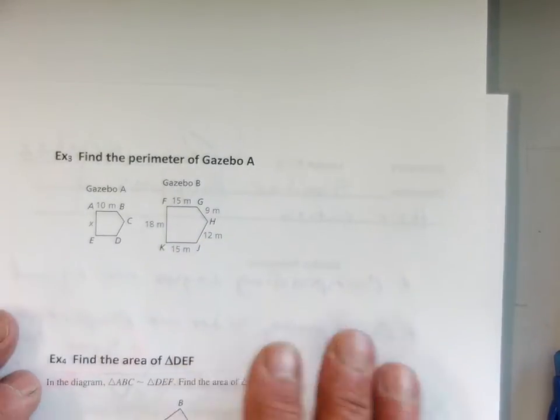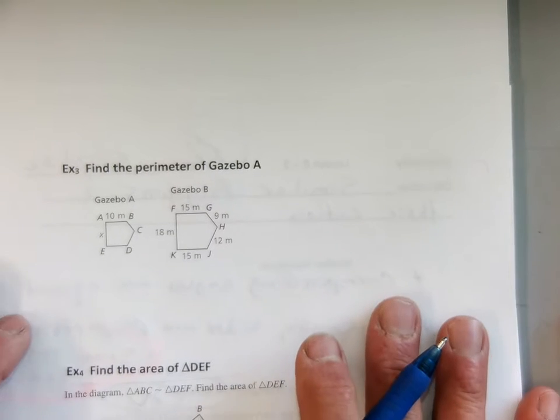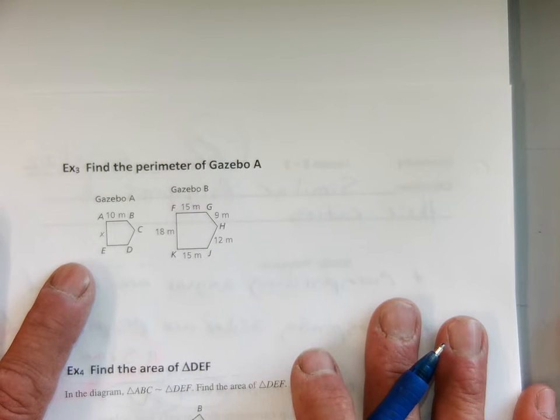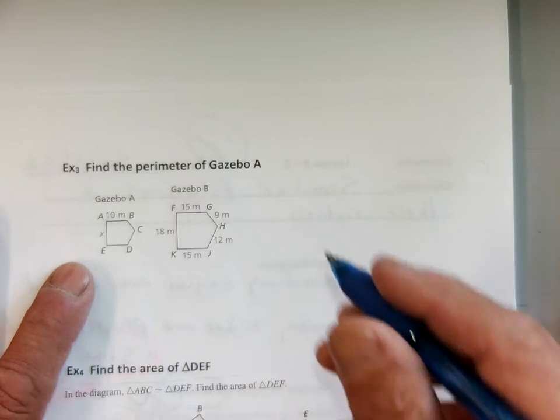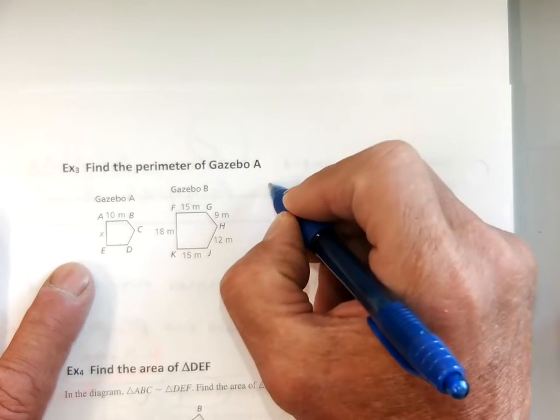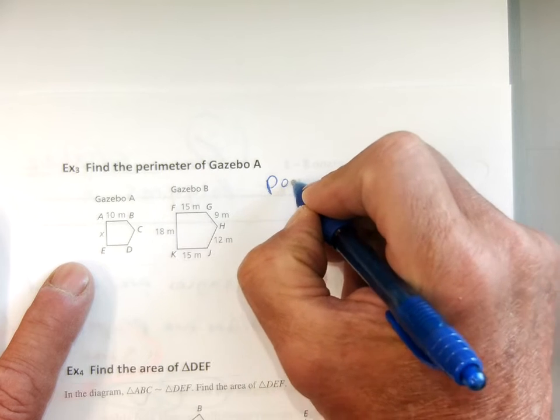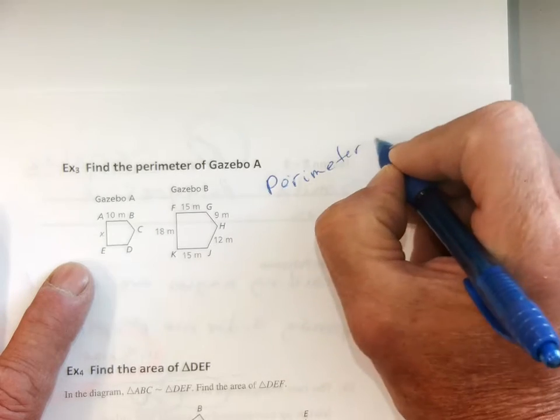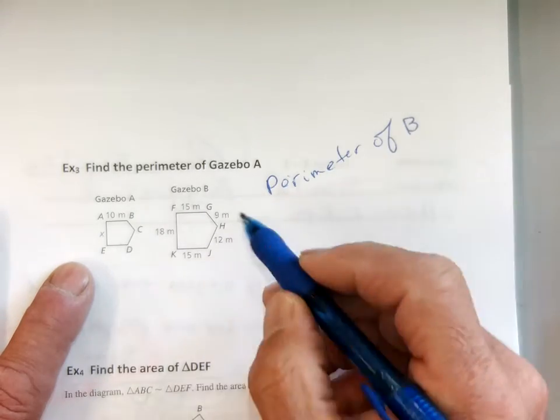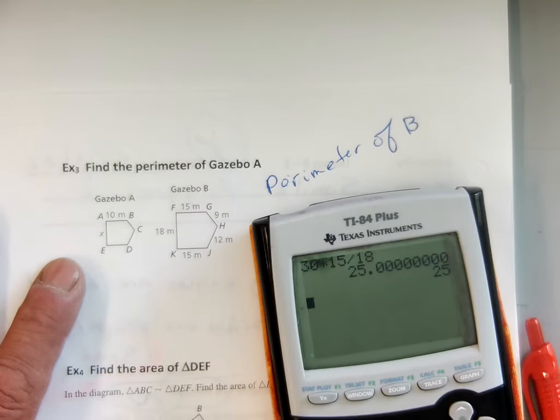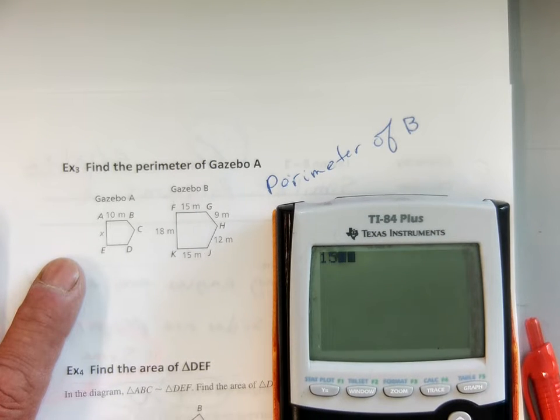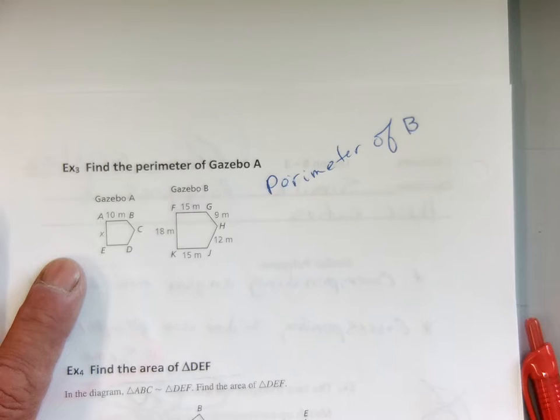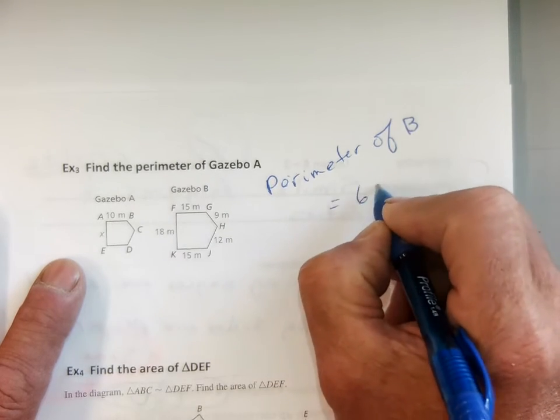Now the perimeter. It says find the perimeter of gazebo A. All right, so, well, let's see. First of all, let's find the perimeter of gazebo B. I'm going to go 15 plus 9 plus 12 plus 15 plus 18, right? And I get an answer of 69. So that equals 69, okay?